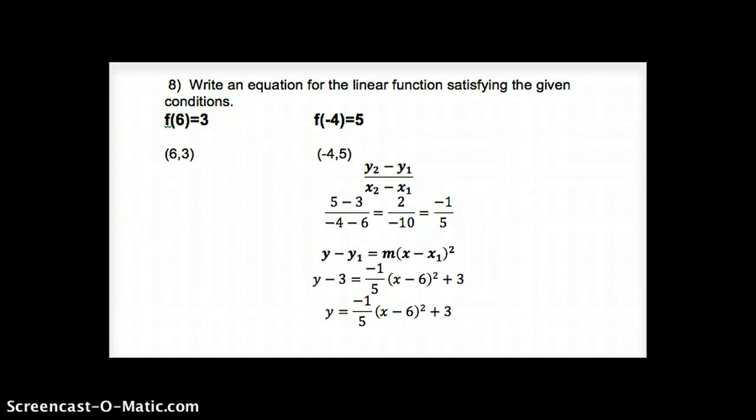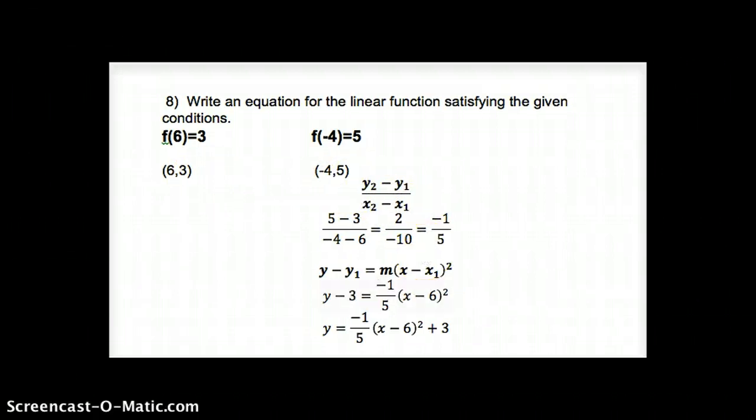Okay, for number 8, we are writing an equation for the linear function satisfying the given conditions. So they give us f of 6 equals 3 and f of -4 equals 5. That's basically giving you just an ordered pair, or just a set of x and y values. So the same thing for -4 and 5. So the 6 is the x, and the 3 is the y, so it's input-output. And you're basically going to take those values and input them into the slope formula, y2 minus y1 over x2 minus x1, so 5 minus 3, and then -4 minus 6, and you're going to end up with -1 over 5.